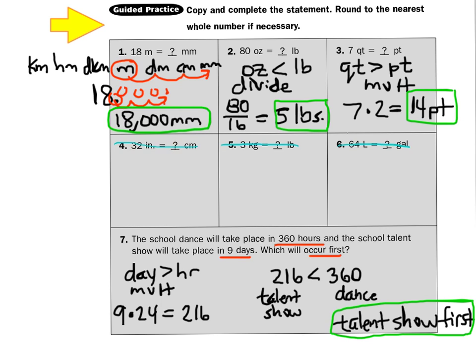Now you can cross off 4, 5, and 6 because we're not going to convert from our system, the U.S. system, to the metric system. You can cross those out. But take a look at number 7.